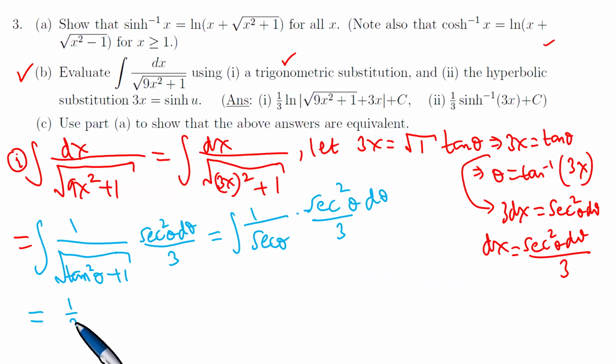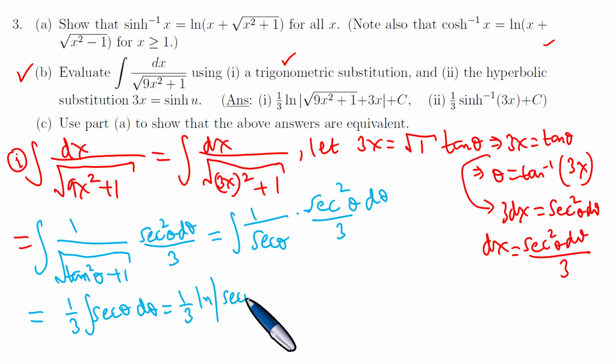So it becomes the integral of sec theta d theta, divided by 3. Okay, the integral of the sec is what? Sec theta plus tan theta, yeah. Okay, sec theta.